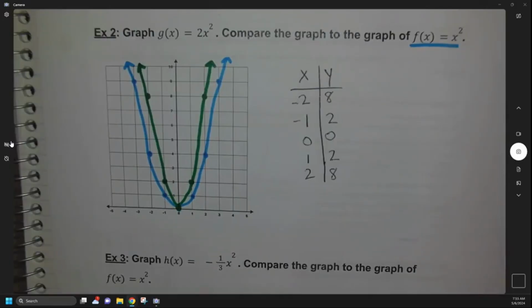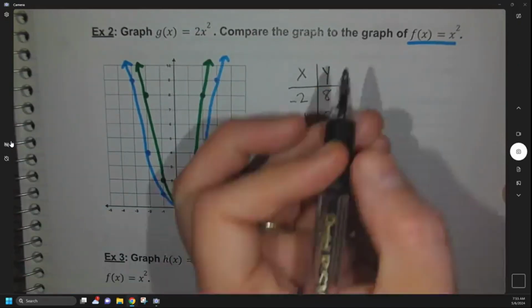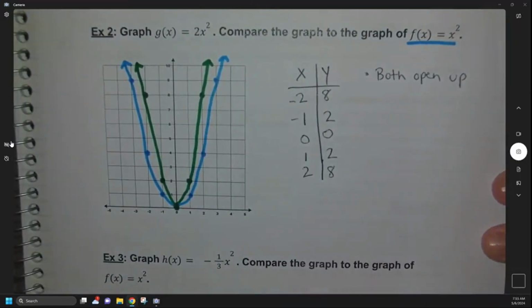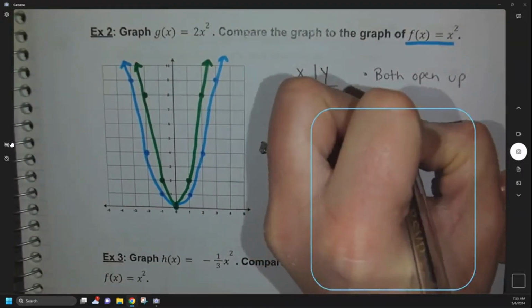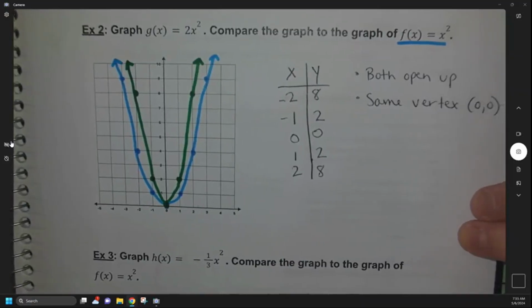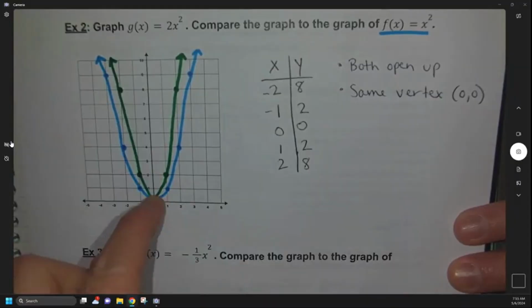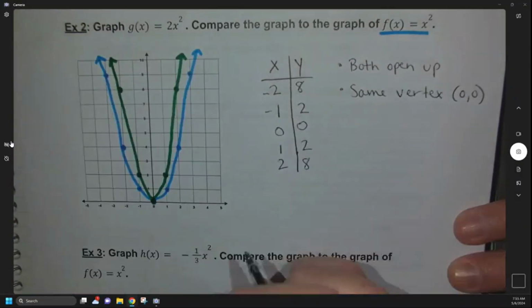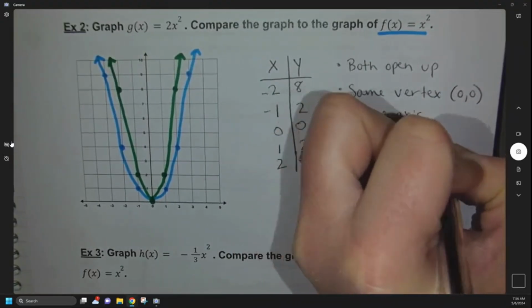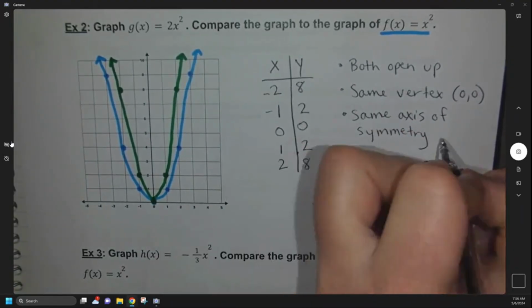So if I'm looking at these things and comparing the two graphs, I'm going to notice that they're both opening in an upwards direction. So both open up. I notice that they have the same vertex, and that vertex is 0, 0 for this graph. I notice that they have the same axis of symmetry. So if I folded them right here on x equals 0, they would both have spots that touch up perfectly with the other side. So same axis of symmetry. And as we mentioned, that would be x equals 0.